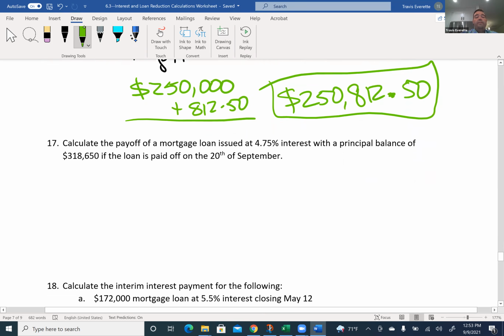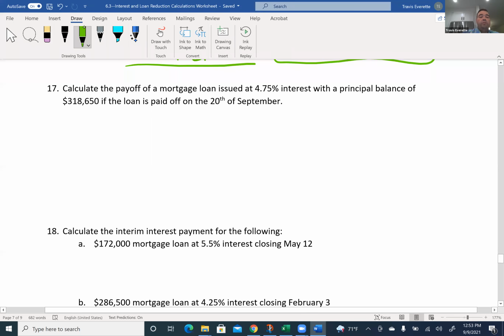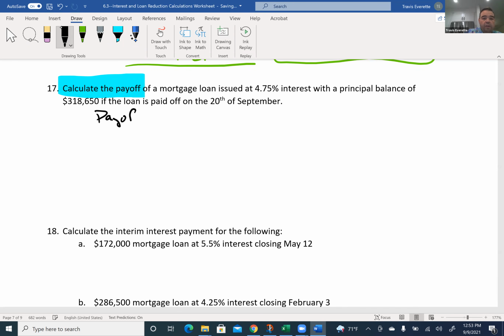All right, number 17 says calculate the payoff of a mortgage loan. So there's that thing again, calculate the payoff. So let me write this down for myself. Payoff is going to equal the loan balance plus accrued interest. And we know that accrued interest is from the first of the month. So accrued interest from first of month.